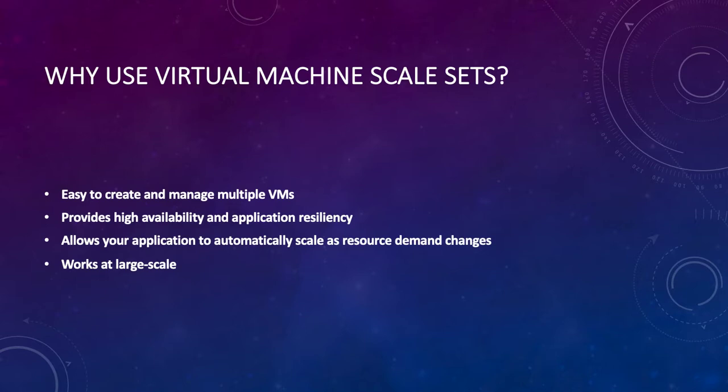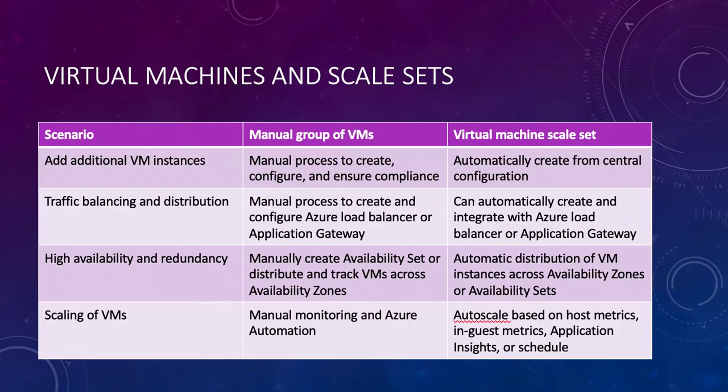And finally, works at large scale. Scale sets support up to 1000 VM instances. If you create and upload your own custom VM images, the limit is going to be 300 VM instances. For the best performance with production workloads, you can use Azure Managed Disks and Premium Storage, which is going to add more to the expenses you have, but at the same time, it's going to increase the quality of service that you will provide to your customers.